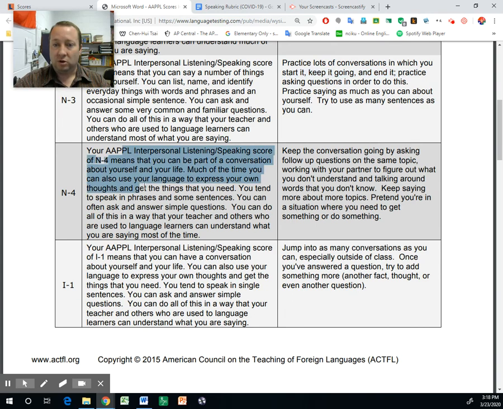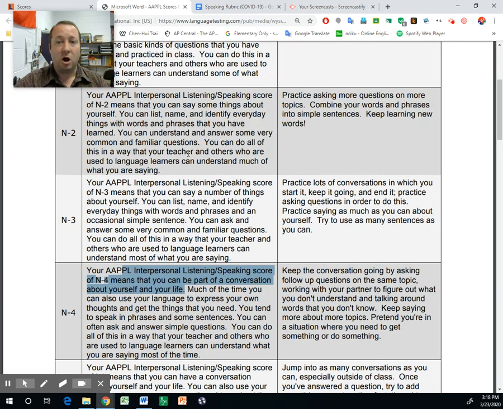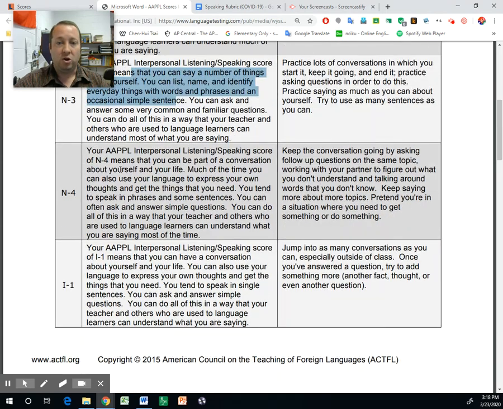And 4, you can be part of a conversation. So now this is beyond just you listing some stuff about yourself. You're conversing with people. You're engaged in exchanges with individuals. Much of the time, you can use your language to express your thoughts and get the things you need. This is beyond just telling a little bit of trivia about yourself. This is accomplishing actual tasks. So the key here on strategy: keep the conversation going. How do you do that? Ask questions. Work with your partner to find understanding. Keep saying more. Pretend you're in a situation where you need to do something or you need to get something done. Okay? Put yourself in that frame of mind.